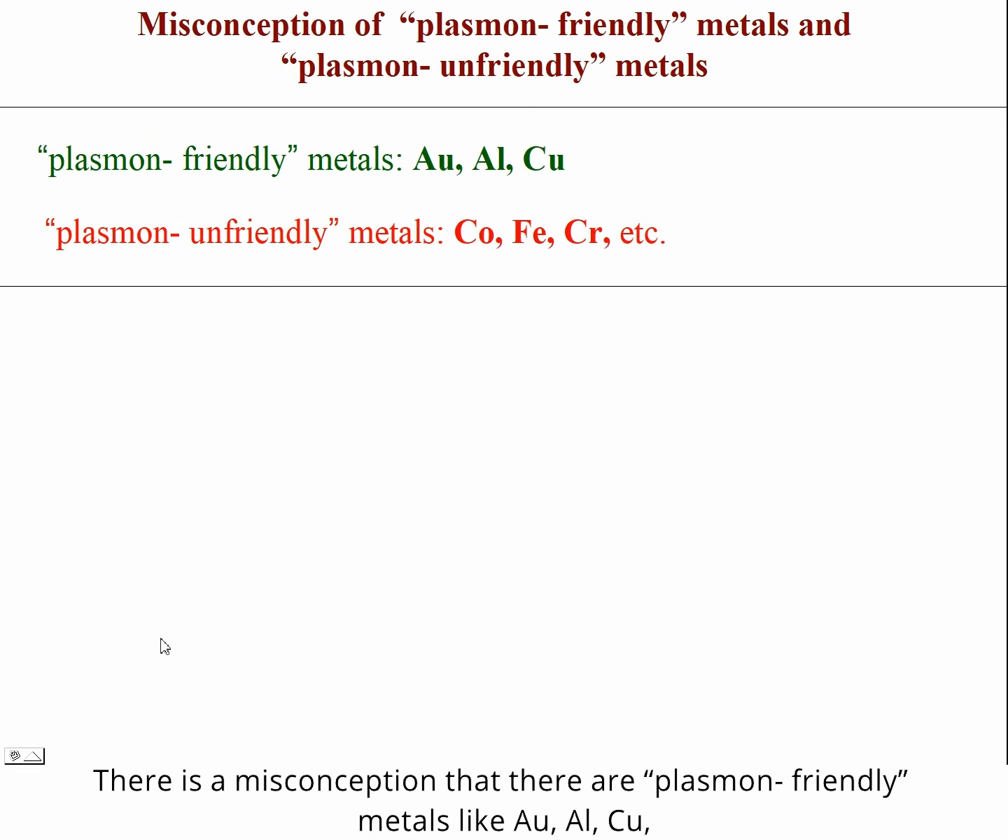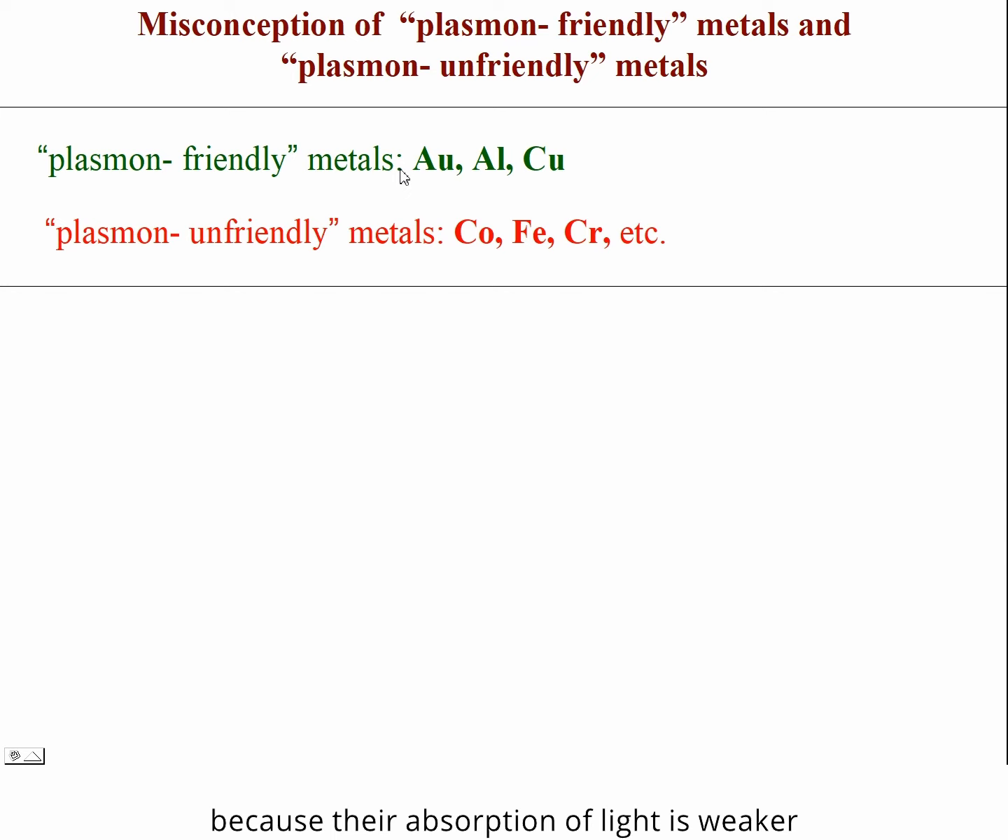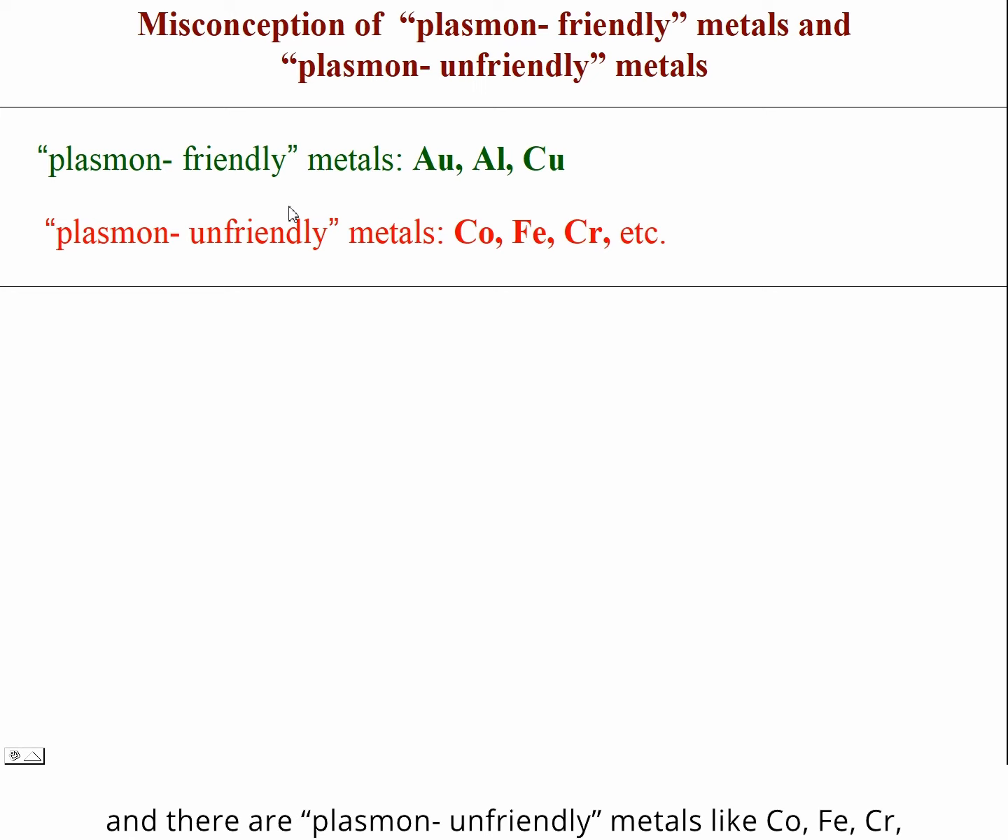There is a misconception that there are plasmon-friendly metals like gold, aluminum, and copper, because the absorption of light is weaker, and only they should be used for a plasmonic device. And there are plasmon-unfriendly metals like cobalt, iron, chromium, and many others, because the absorption of light is much stronger, and these metals should not be used in a plasmonic device.